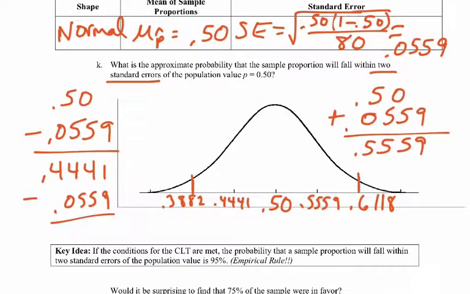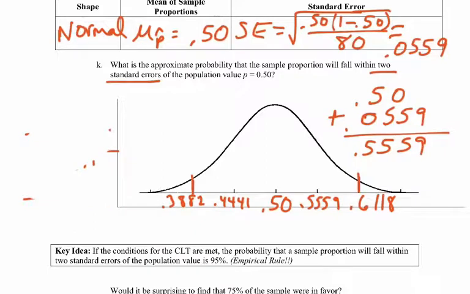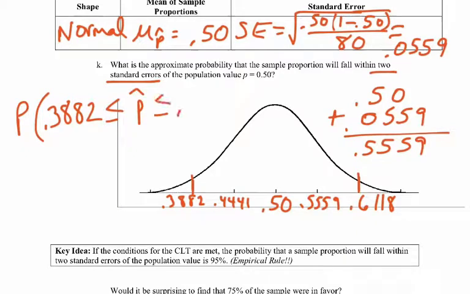What we would be looking at in StatCrunch, let me write the notation out here, is the probability that the proportion of people in my sample of 80 voters who support the candidate will be between 0.3882 and 0.6118, so about 39% to about 61%. We can put that in StatCrunch and get that.